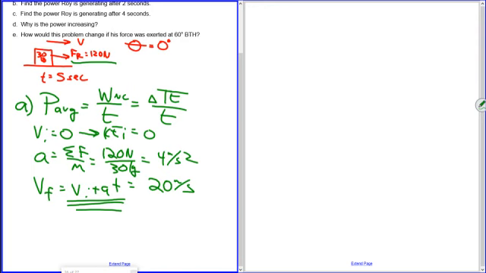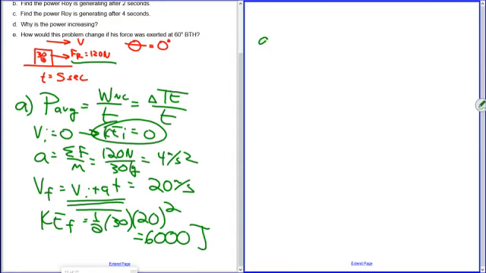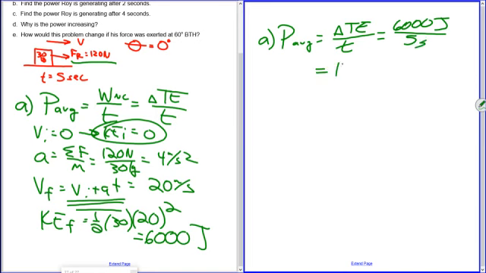All right, so I know my initial kinetic energy. Now I can find my KE final. That's 1/2 the mass times the velocity squared, so that gives you 6,000 joules. So to finish part A, P average, we decided was our change in total energy per unit time. Because we're talking about the power from Roy, he's a non-conservative force, so he did 6,000 joules of work in 5 seconds. So that's 1,200 joules per second, or 1,200 watts.